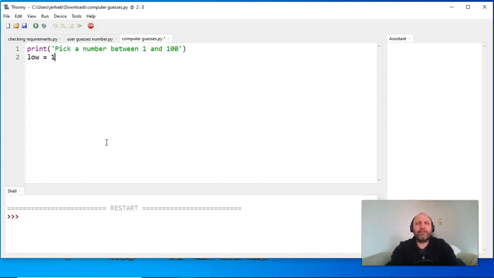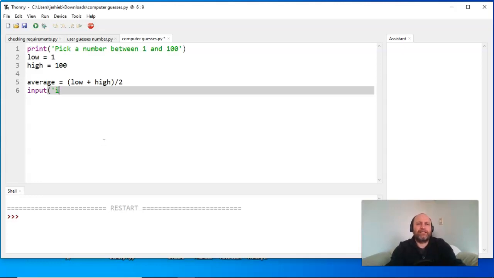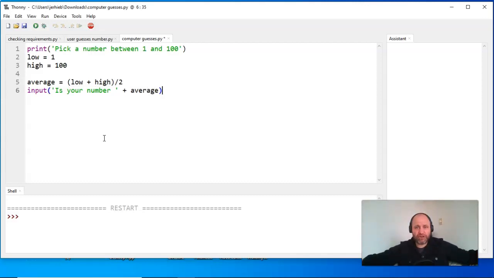So if we take our low to be 1 and our high to be 100, we want to find the average of those numbers. And so our average is equal to our low plus our high, and then we're just going to divide that by 2 because there's only two numbers we're taking the average of. All right, so now we have the average, and then we're going to ask, is your number, and then I'm just going to put plus average.